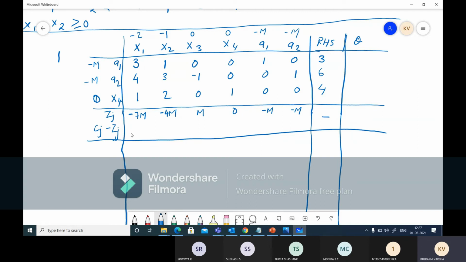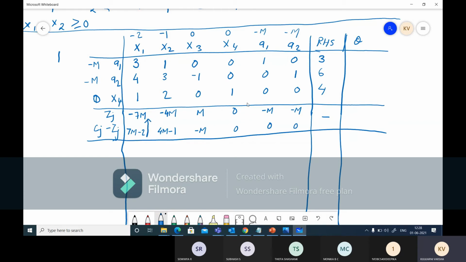This will be -2 minus 7M, so we'll write it as 7M minus 2. This will be 4M minus 1. This will be 0 minus M. This is 0. This is 0. This is 0. You can see that you will get 0, 0, 0 for the variables x4, a1 and a2, which are there in the basis, right? Then definitely the M coefficient for this is 7, for this is 4. So this will be the bigger one.